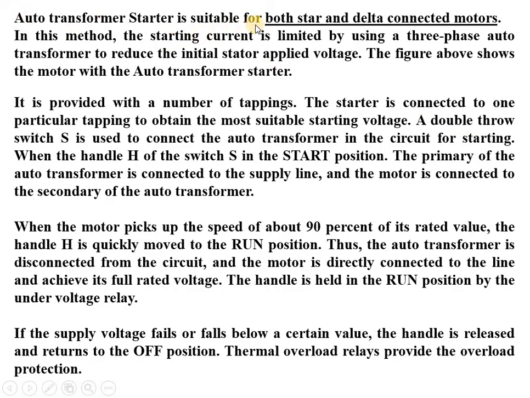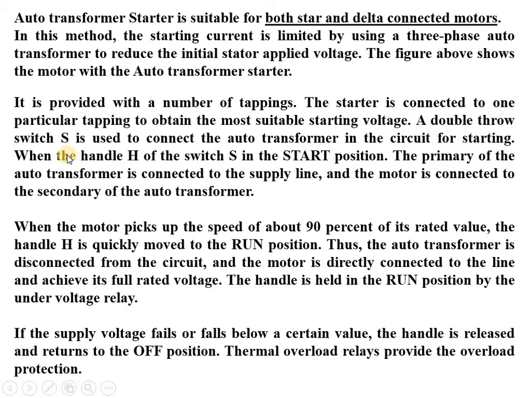Auto transformer starter is suitable for both star and delta connected motors. So these are the advantages. In this method, the starting current is limited by using an auto transformer starter to reduce the initial stator applied voltage. The figure above shows the motor with the auto transformer starter. It is provided with a number of tappings. The starter is connected to one particular tapping to obtain the most suitable starting voltage.